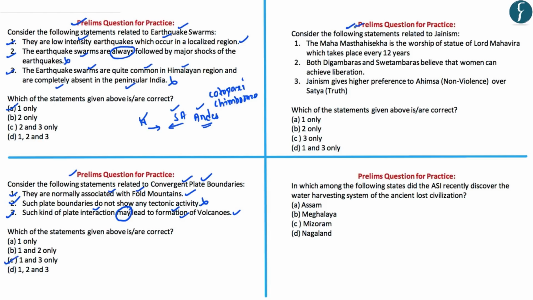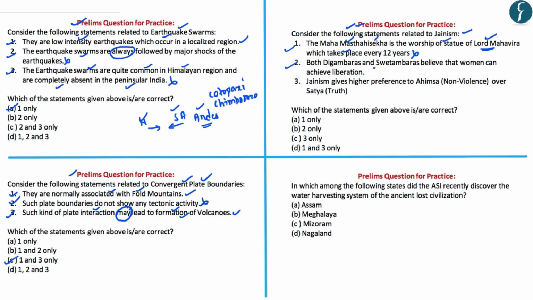Now coming to the third question, the question here is, consider the following statements related to Jainism. The first statement is, the Mahamastabhisheka is the worship of the statue of Lord Mahavira which takes place every 12 years. Now this particular statement here is wrong. This is because the Mahamastabhisheka is a worship of the statue of Lord Bahubali or Lord Gomteshwara, who is the son of the first Tirthankara, Lord Adinatha.